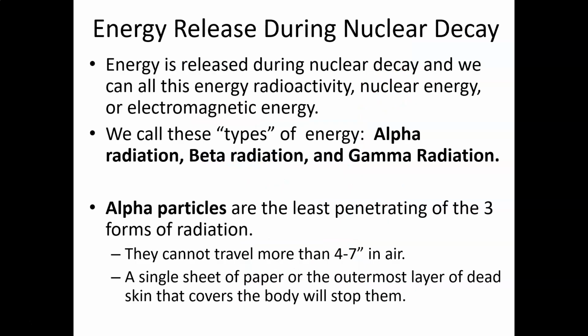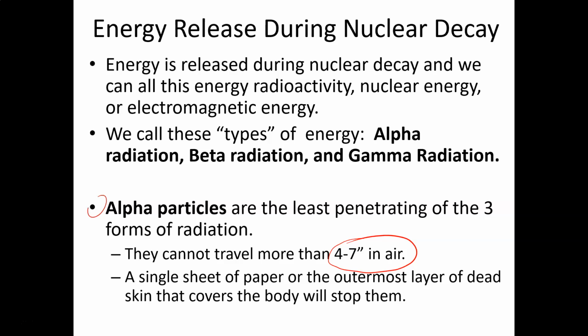Let's just talk about an overview of the energy of these three different types of nuclear decay. So I'm going to start down here. Alpha particles have the least amount of energy of the three. Alpha, beta, gamma. Alpha is the least amount of energy. It can't really go very far, maybe 4 to 7 inches in the air. And a sheet of paper or the dead skin on the outside of your body, that you already have there, blocks alpha particles. So really alpha particles are not dangerous to us.